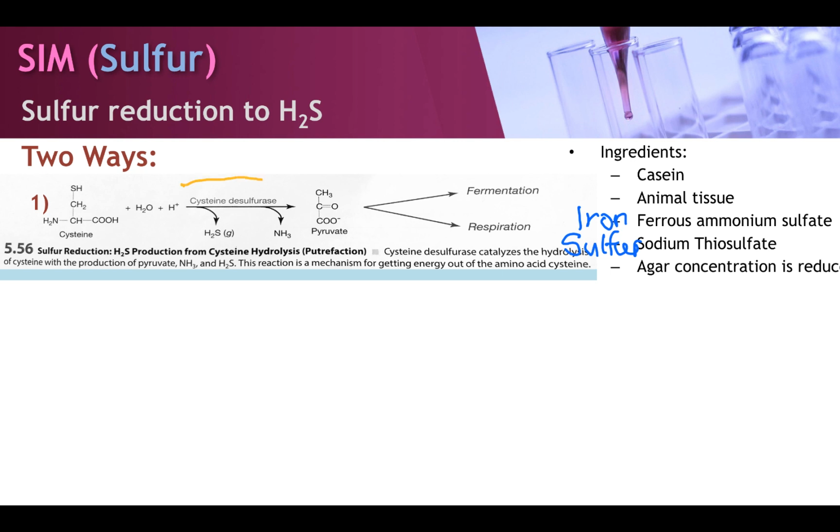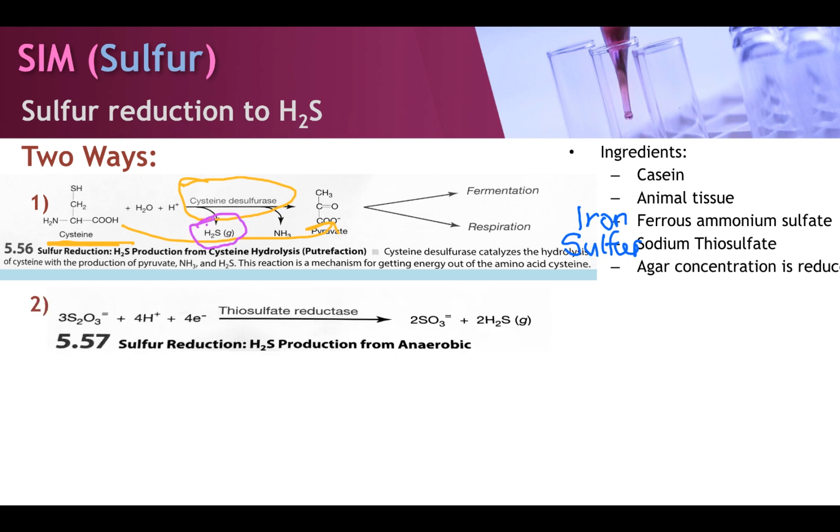If the organism possesses cysteine desulfurase, then this enzyme will be able to hydrolyze the amino acid cysteine into pyruvate, but you would also see that this results in the formation of hydrogen sulfide, which is a gas. If the organism possesses thiosulfate reductase, then it will be able to catalyze the reduction of sulfur in the form of sulfate to hydrogen sulfide. Both of these processes result in the production of hydrogen sulfide.